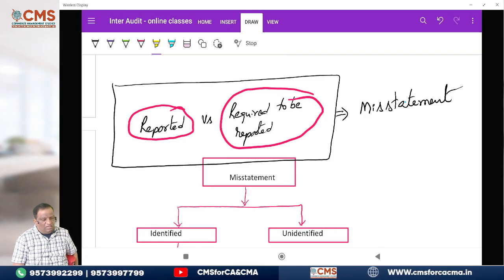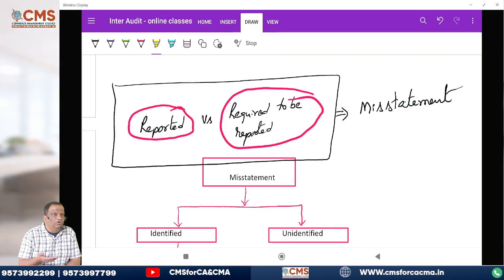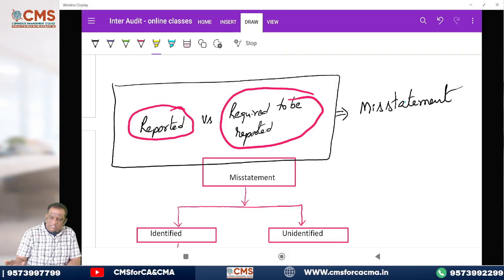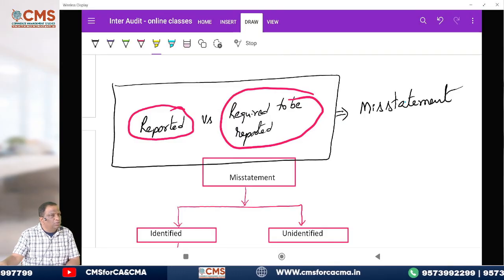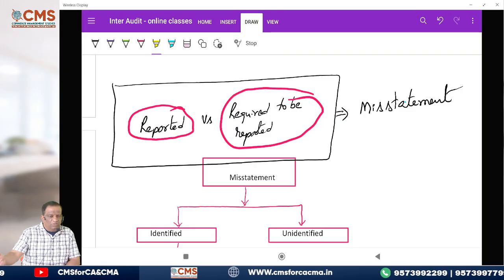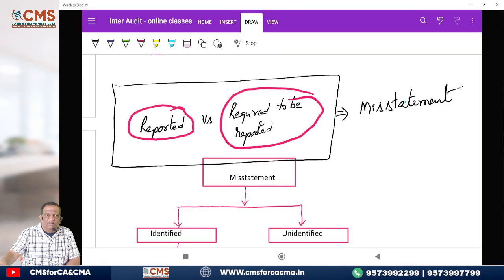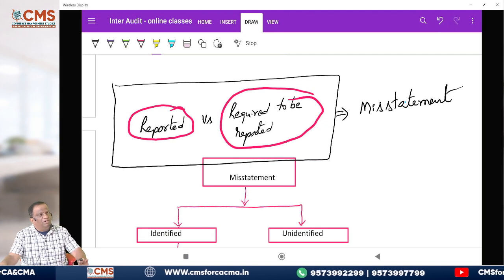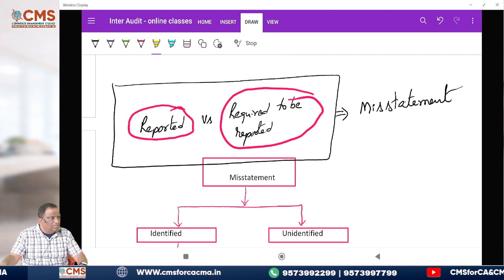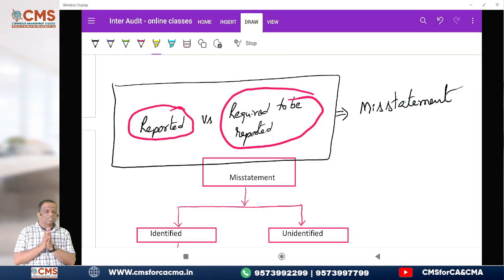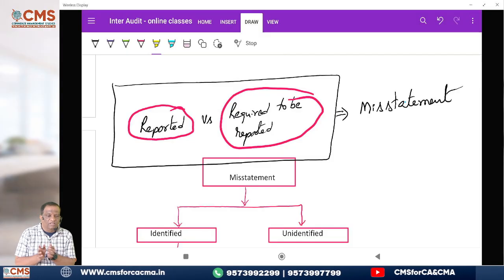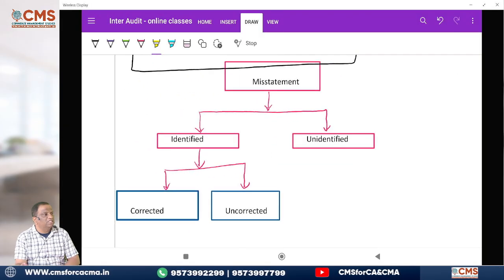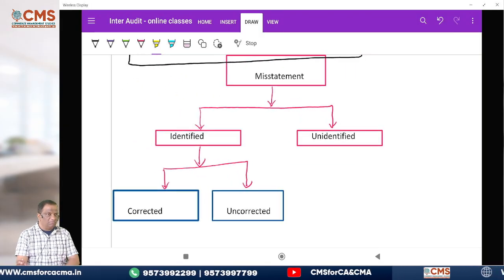Misstatement is nothing but the difference between what is reported and what should have been reported, or what is required to be reported. Like say this table is bought for 5,000. I have seen the invoice, it is 5,000. So my expectation is, even in the books, it is debited with 5,000. That is what is required to be reported. But if the accountant by mistake writes 15,000, then that is a misstatement for me. So what is reported and what is required to be reported, the difference is what I call a misstatement.